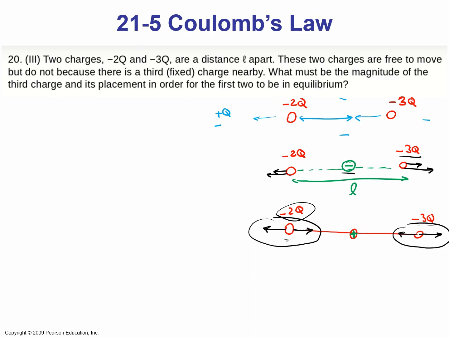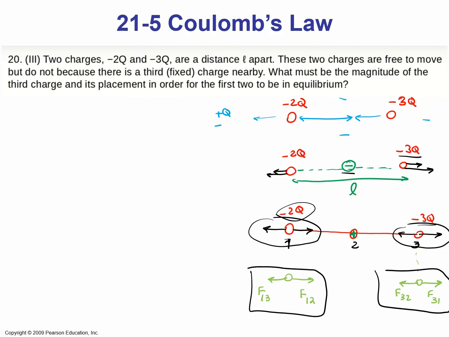So if we label them as charge 1, charge 2, charge 3, for minus 2q, we have repulsive force on 1 from charge 3, and also attractive force on charge 1 from charge 2. And if we consider the same situation for charge minus 3q, we have attraction force due to charge 2, so we have force on 3 due to charge 2, and also repulsive force on 3 due to charge 1. And we should see in an equilibrium condition, these two conditions should be satisfied.